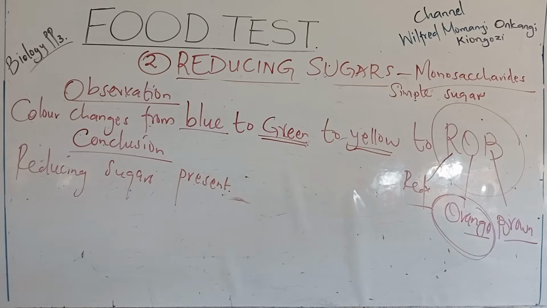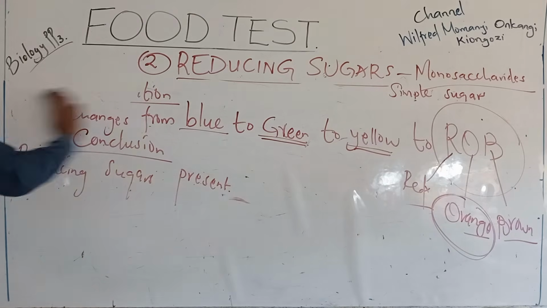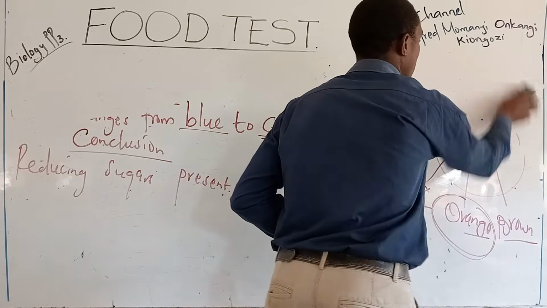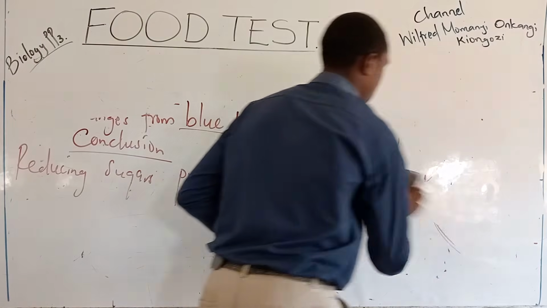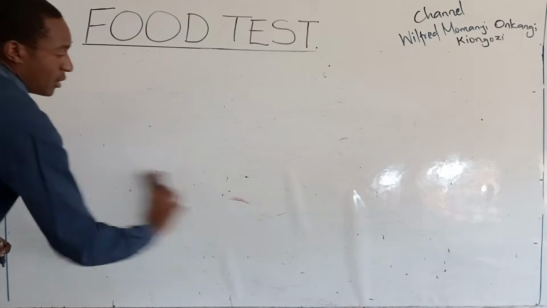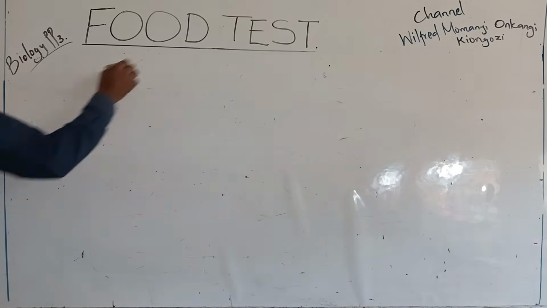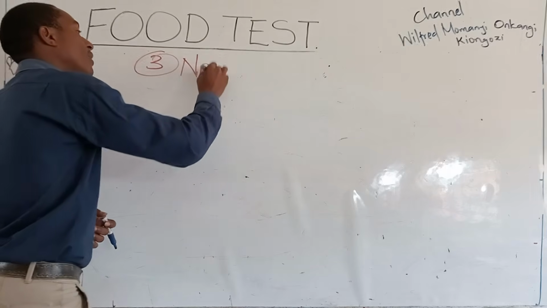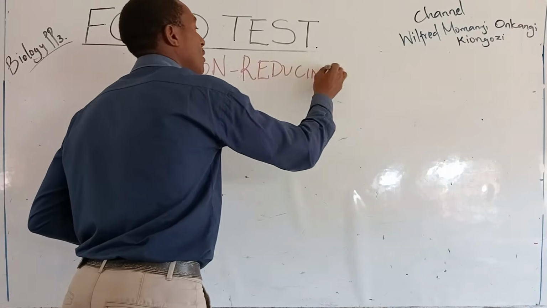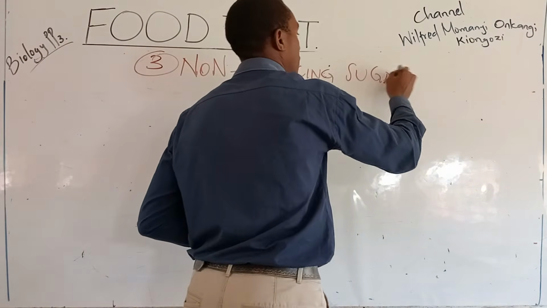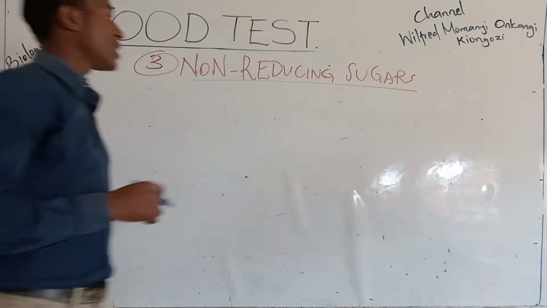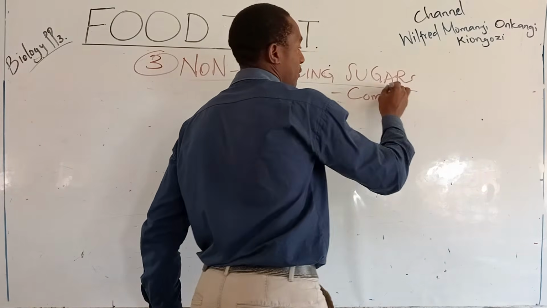Number 3, non-reducing sugars. These ones are complex sugars. They are called complex sugars.